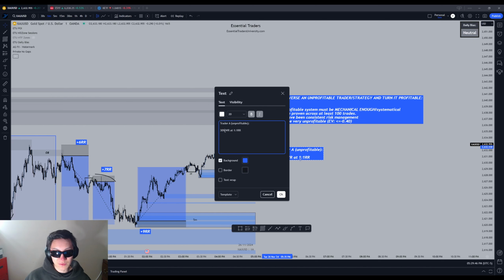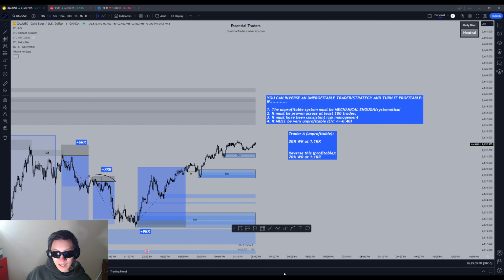So remember, 30% win rate at 1-to-1. Now if you reverse this, you then become profitable, because your win rate will be 70% at 1-to-1 R. And I don't understand why a lot of people can't grasp their mind around how this makes sense. It looks very easy, right? I mean, technically it is this easy.